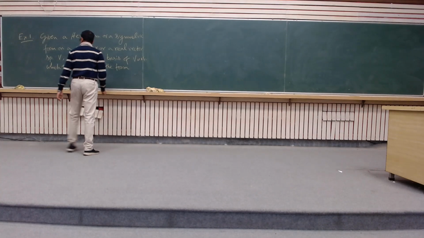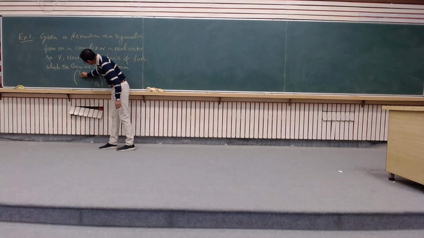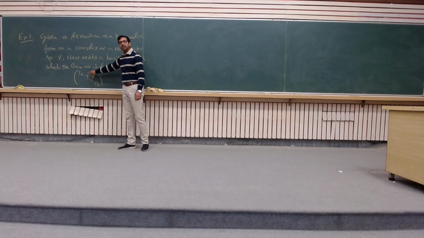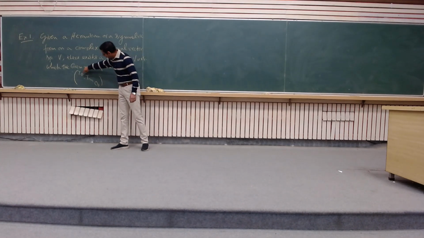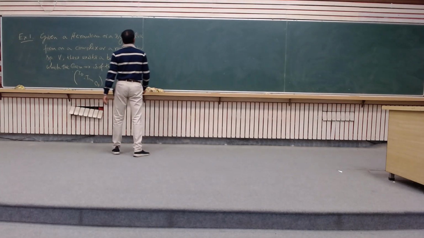Moreover, these numbers P, M and Z are unique. That is, if there is another basis with respect to which the Gram matrix is of this form, then this P, this M and this Z won't change. Okay.